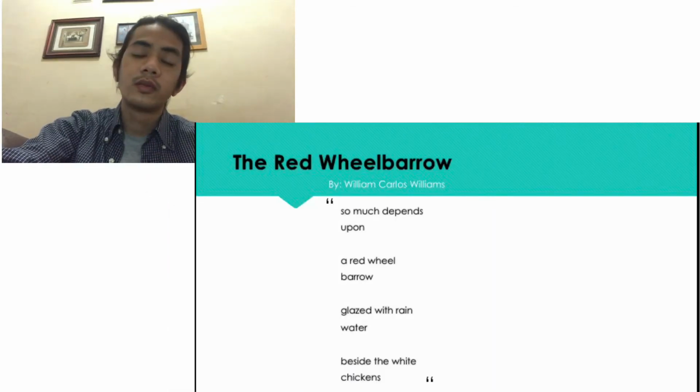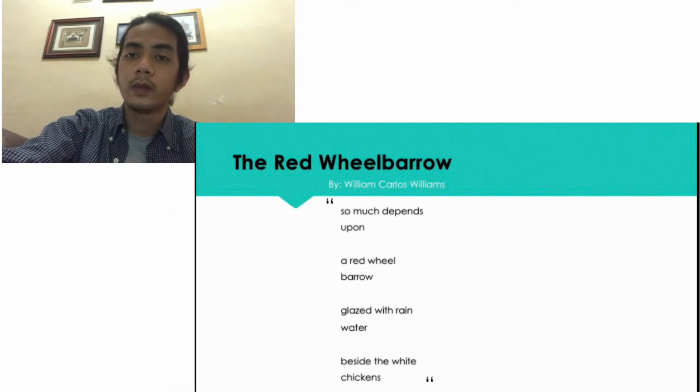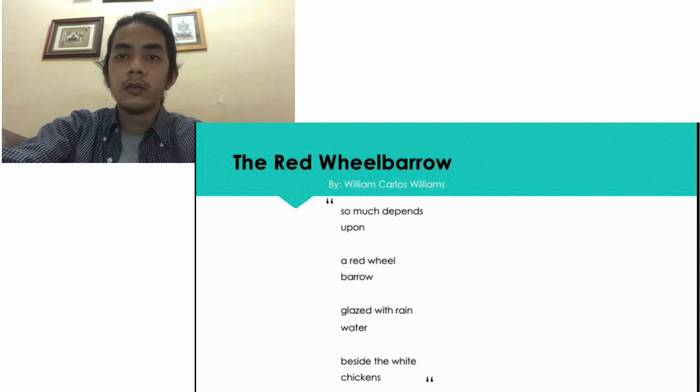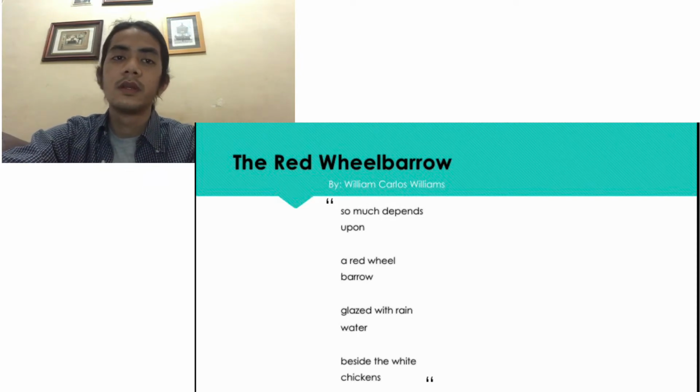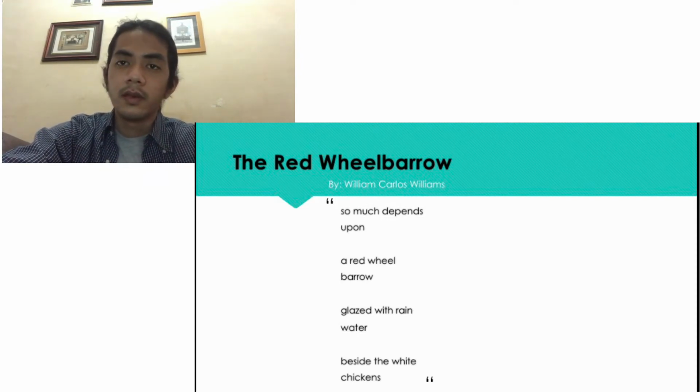Now I want to discuss and talk about the stylistic analysis. I want to discuss a poem by William Carlos Williams. It's called The Red Wheelbarrow. So much depends upon a red wheelbarrow, glazed with rainwater, beside the white chickens.